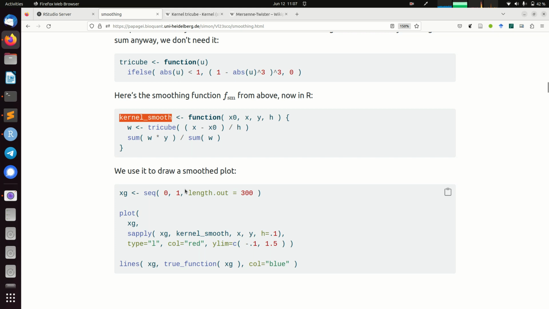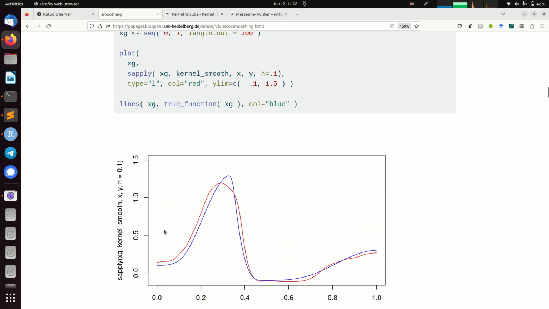And with this, I can now do this. The supply function, you remember, takes each of these 300 values and calls the kernel smooth function with this value as first argument and then adds the rest. So it's important, this function can only calculate the smoothing value for one x point, and we have to make a loop to call it for a grid of 300 x points. I always call this xg for x grid. And now I go through it and I plot this, and what we now get is this here.